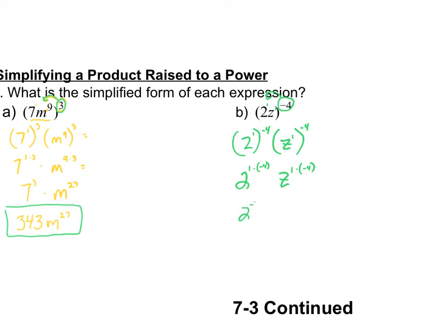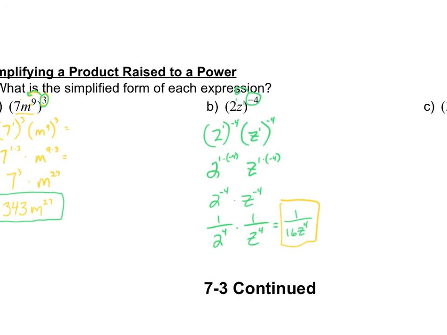So we have 2 to the negative 4th times z to the negative 4th, which, finding the reciprocal of those, because that is a negative exponent and we want it to be positive, would be 1 over 2 to the 4th times 1 over z to the 4th, which equals 1 over 16 z to the 4th. Okay, remember, we're working with reciprocals to find that positive exponent there. So again, applying gradually over and over again all the rules added together of what we've been doing.